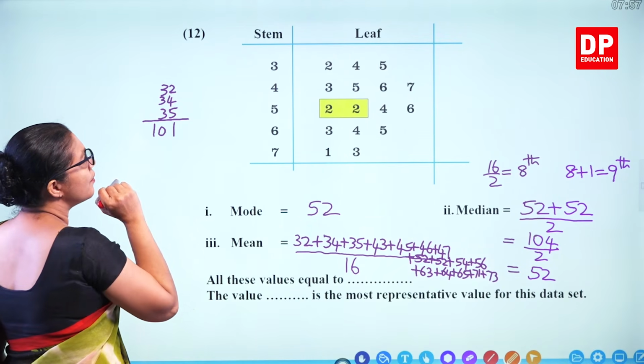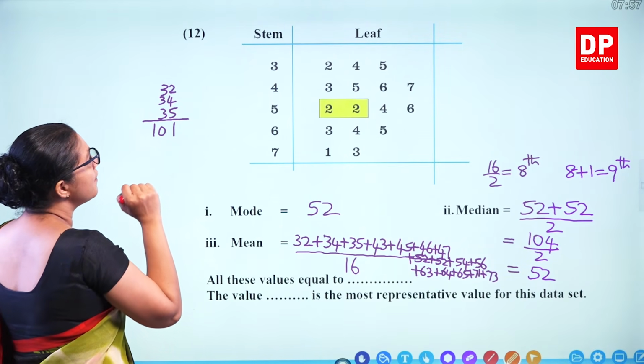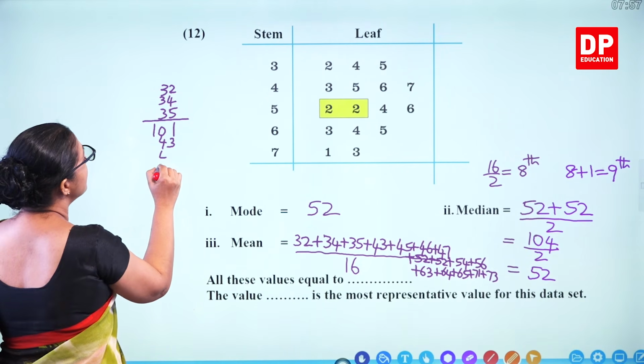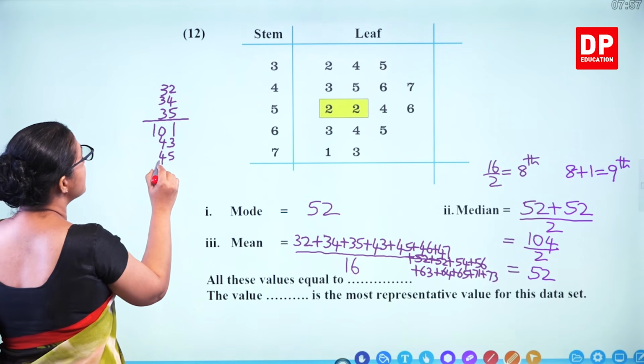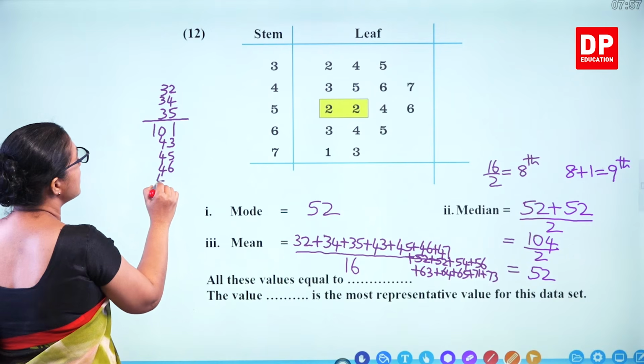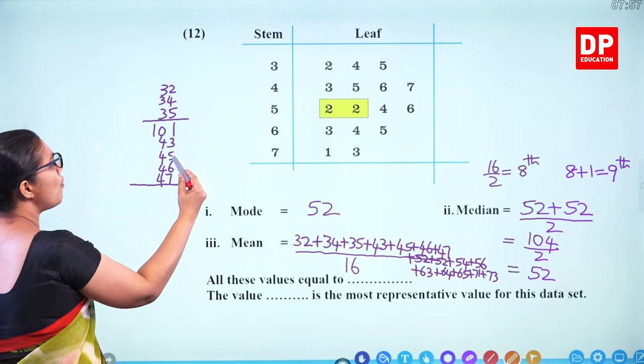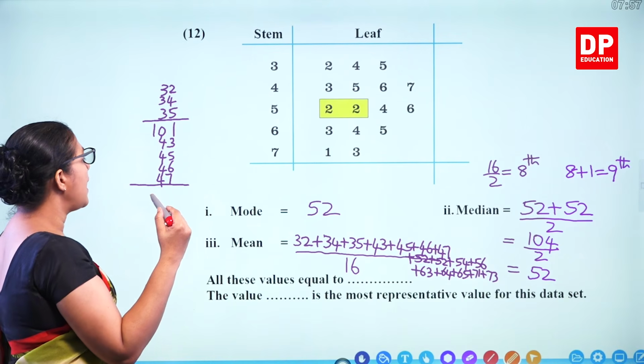Now 43, 45, 46, 47. Add it. 4, 4 plus 5, 9.